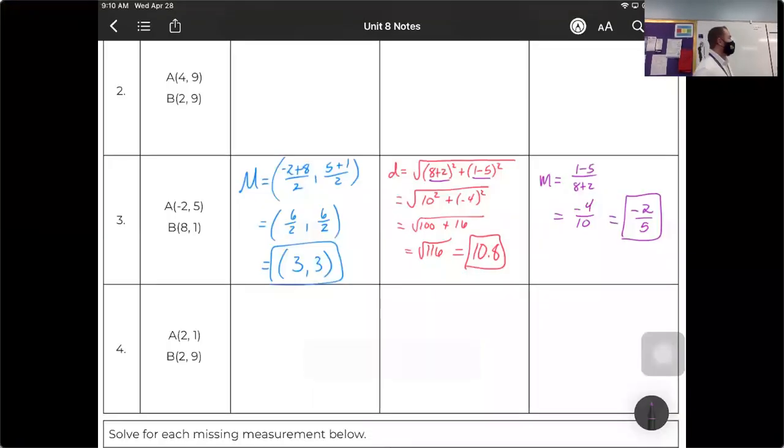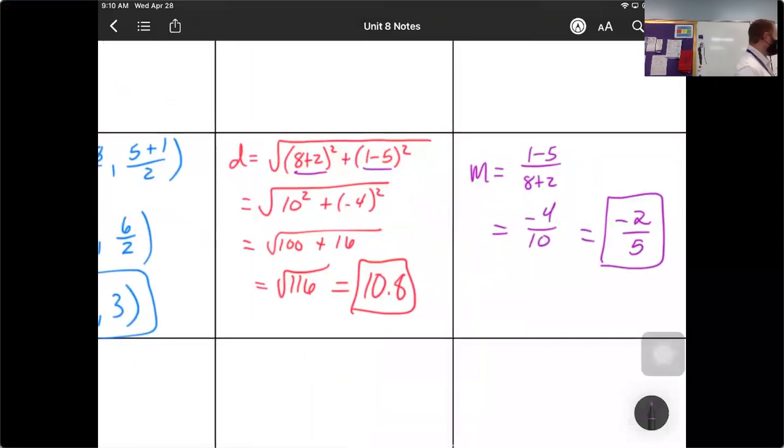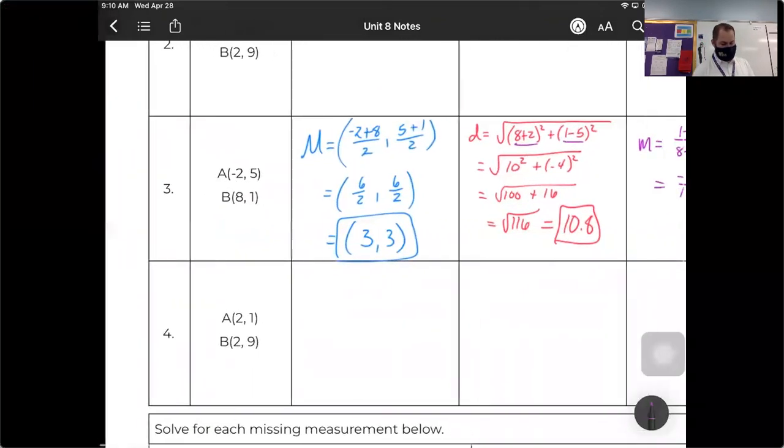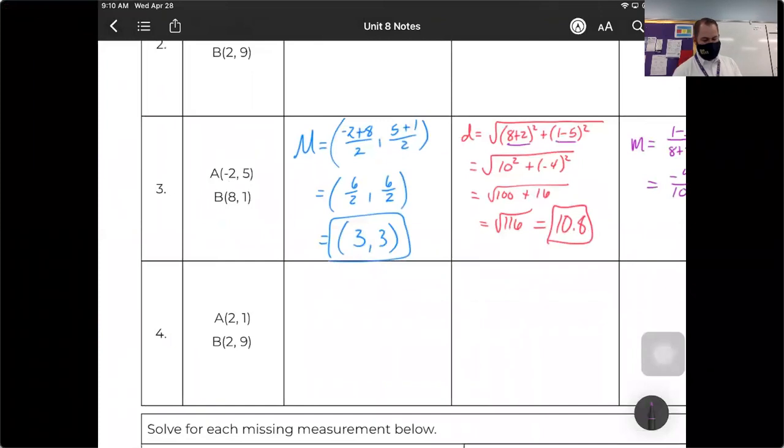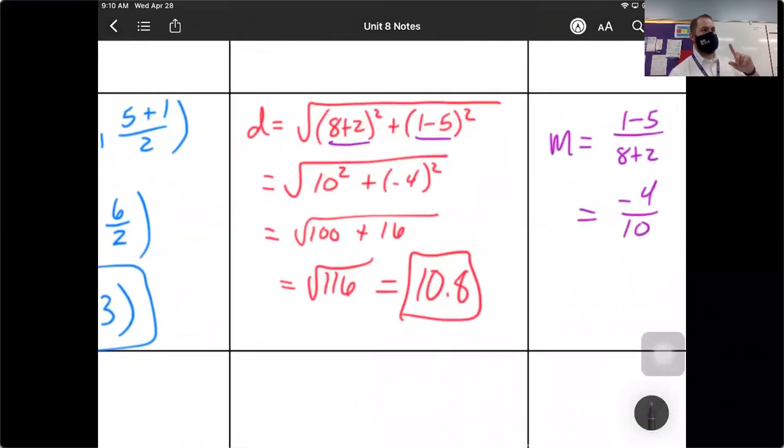These are the answers we should get. 3 is your midpoint, 10.8 is your distance. So I'll kind of zoom in so you can see what we did there in case you made a mistake. Because that ordered pair A has a -2, when you do the difference of your x's, you got to change it to 8 plus +2. Minus -2 becomes plus positive if you're doing that order.